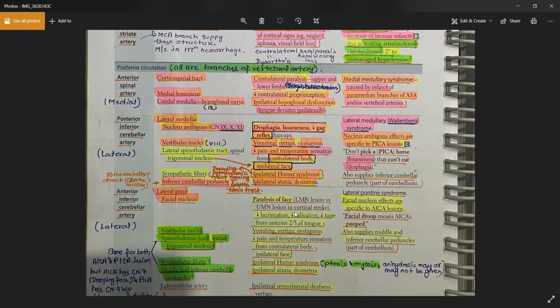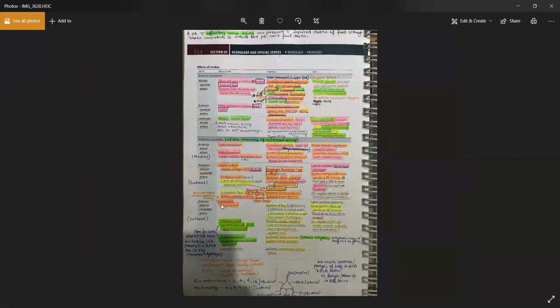You will have decreased lacrimation, decreased salivation, taste sensation from the tongue will be lost. Rest all the symptoms of Horner syndrome, vertigo, nystagmus, loss of senses from my face, right? Loss of pain, temperature will be same for both of these lesions. Is that okay? And because of my loss of this facial nerve, you will also get the hyperacusis, okay, in which you have a very increased sensitivity for the sounds. Even a very little sound will irritate you.